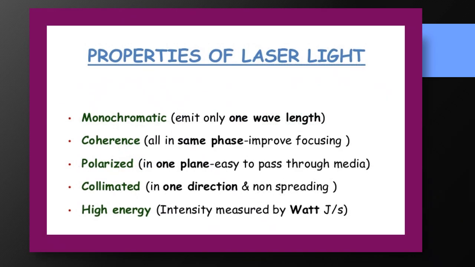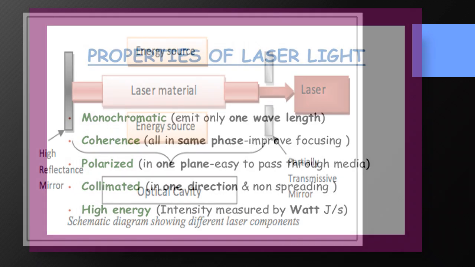So the properties of laser light are that it is monochromatic, that is, it emits only one wavelength; coherent, that is, all in the same phase, which improves focusing; polarized in one plane; easy to pass through media; collimated in one direction, non-spreading; and high energy, that is, intensity measured in watts.